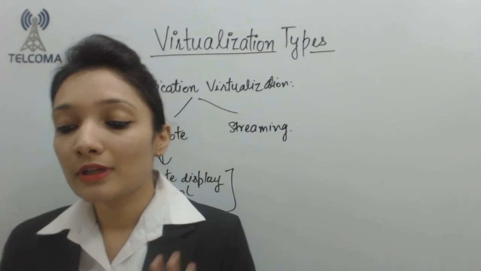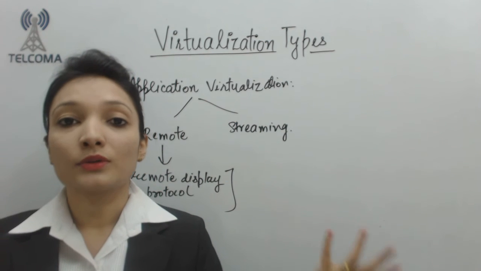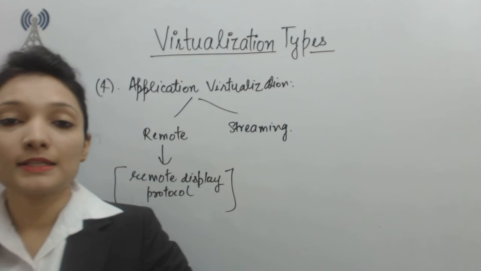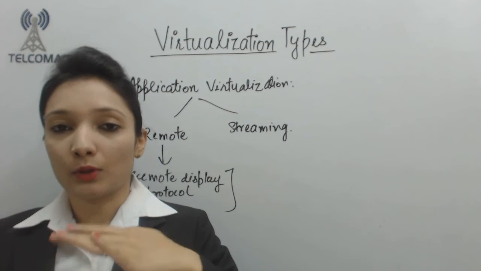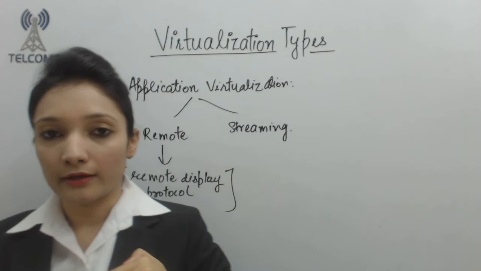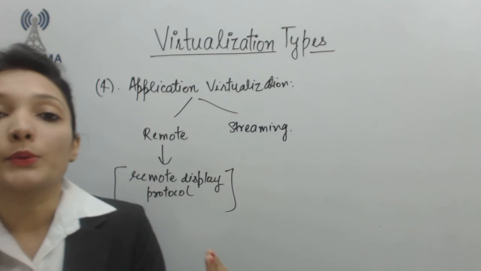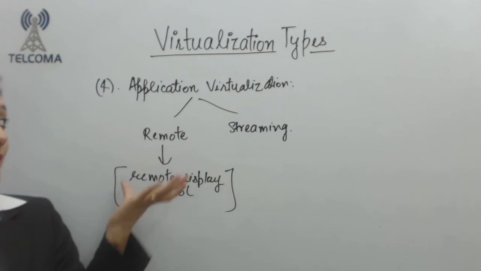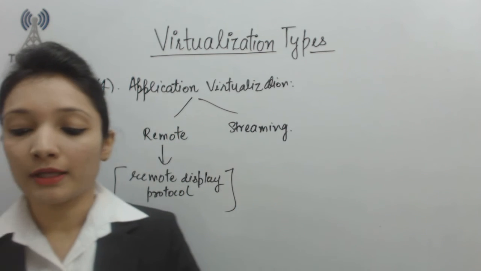The next one is streaming applications. This will also be a virtualized application, and it is executed on the end user's computer. That means it will be executed on my system, but how? When an application is requested, components are downloaded on demand. Once they're downloaded, a streamed application can function without a network connection. So this is how we have application virtualization, with remote applications and streaming applications.